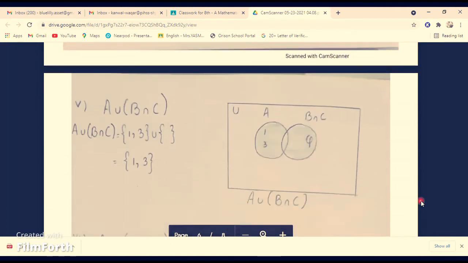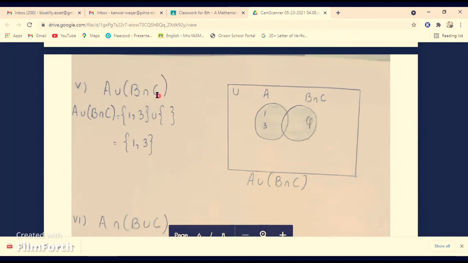Now come to the fifth part, A union B intersection C. First write the universal set, there is union. Find B intersection C. B intersection C is a 5 set. You have the elements in the question. You can take the elements from the book. 1 and 3 is there, union 5 set. Write 1 and 3 in, and 5 set, and the operation is union. So for union, we shade the two circles. Shading is required, not coloring.